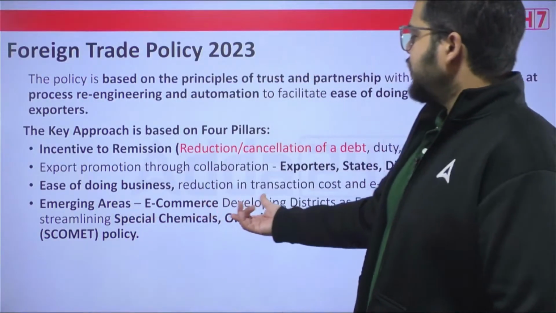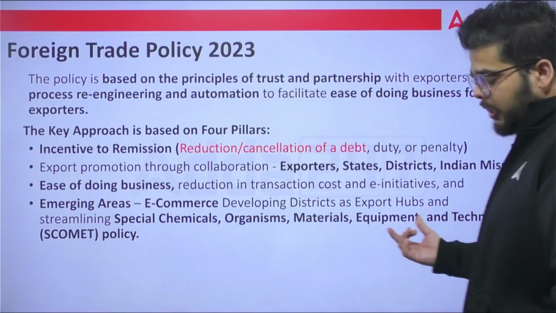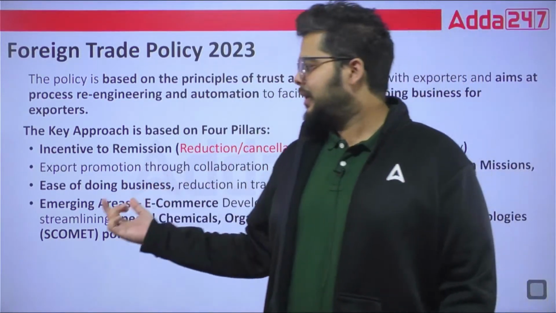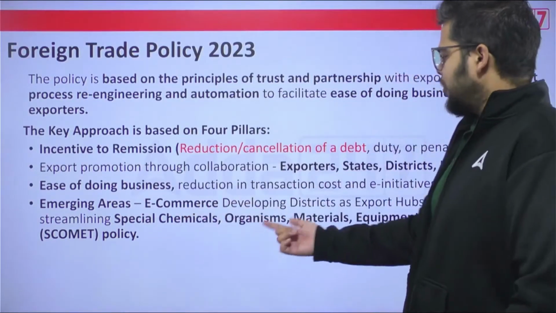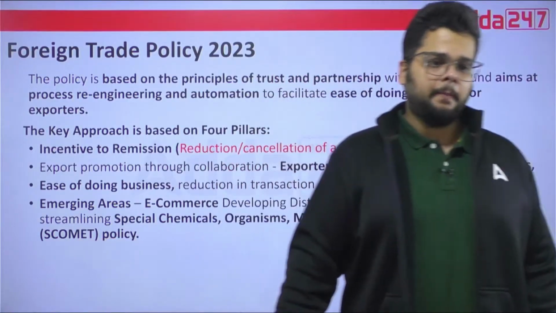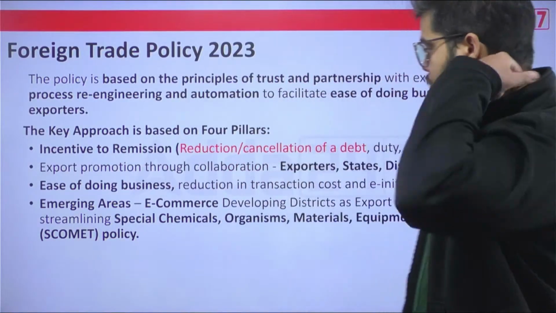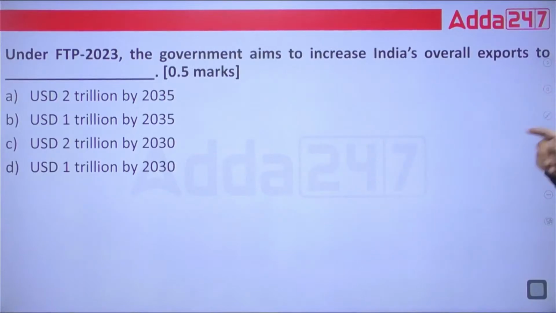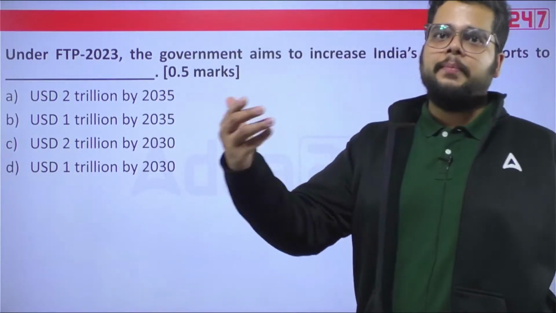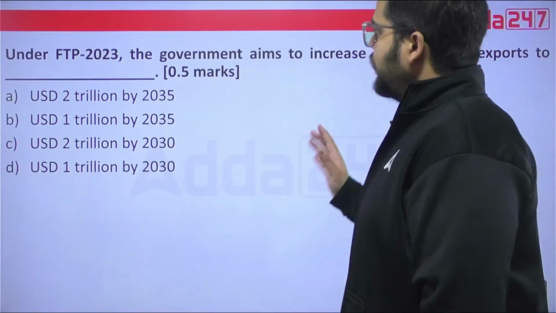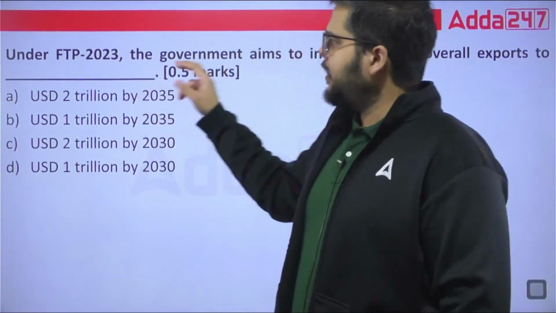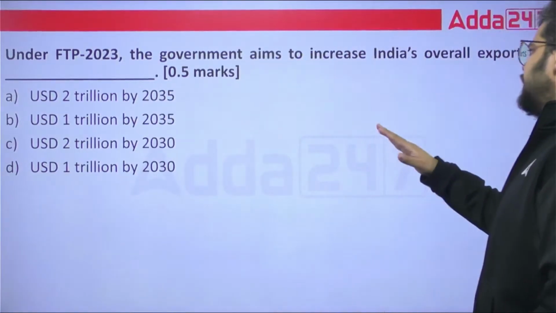Emerging areas: we have e-commerce, developing districts as export hubs. So we want some export hubs to be established under the FTP 2023. Streamlining the special chemicals, organisms, materials, equipment, and technologies, known as the SCOMET policy. Okay, so it is important to learn the abbreviation as well as the full form, that is SCOMET policy. What does S stand for? What does COMET stand for?